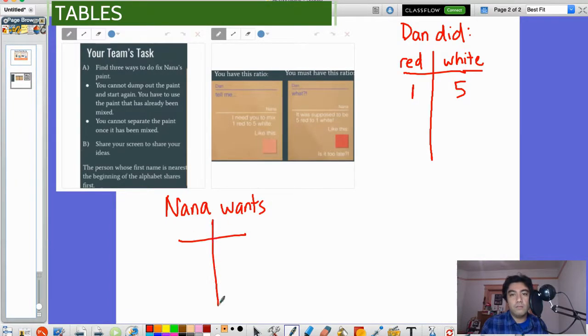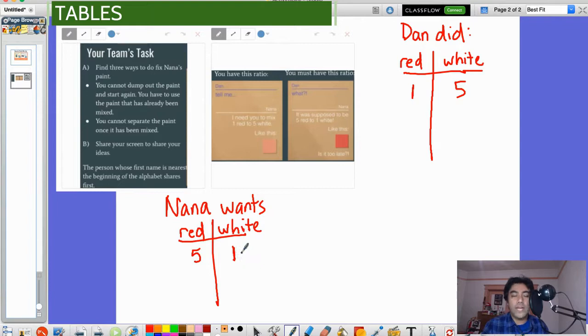5 red to 1 white. Okay, so this is me making 2 tables to take a look at both situations. Whew, Nana wants this, but this is what Dan has. So one way to do this problem is, well, wait a minute. Dan did this. So Dan already has 5 white.